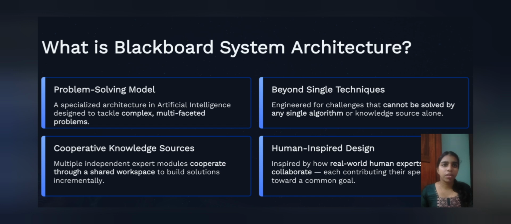Instead of depending on one technique, the system uses multiple independent expert modules, which are called knowledge sources. These knowledge sources cooperate with each other through a common shared workspace called the Blackboard. Each expert contributes its own specialized knowledge and the solution is built step by step. This architecture is inspired by the way human experts work together. For example, when solving a complicated problem, different experts may contribute their own areas of knowledge to reach a common solution. So, the main idea is collaboration between multiple experts through a shared workspace.